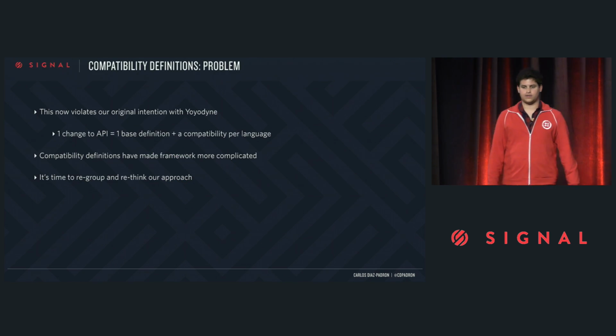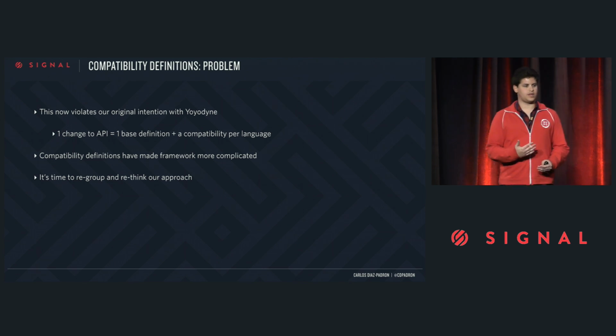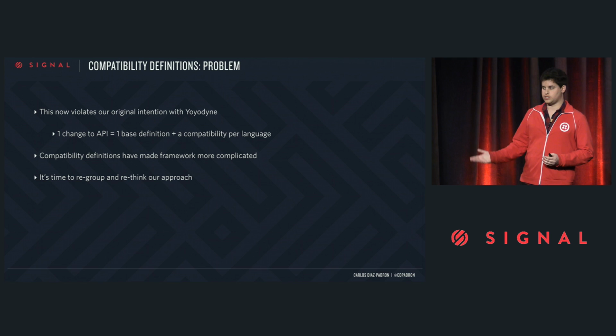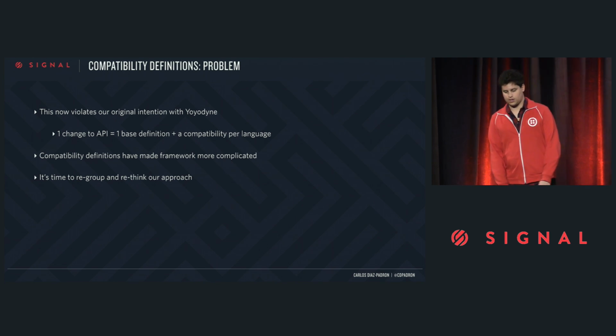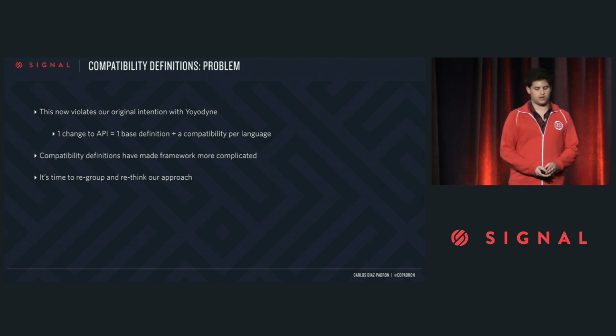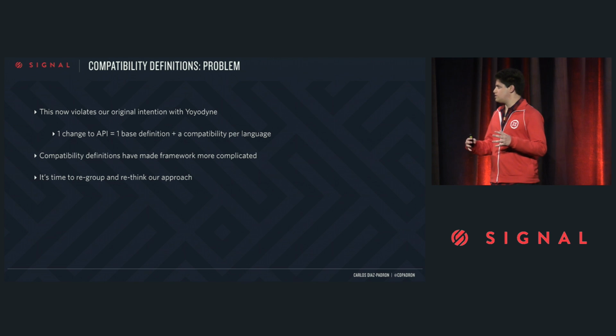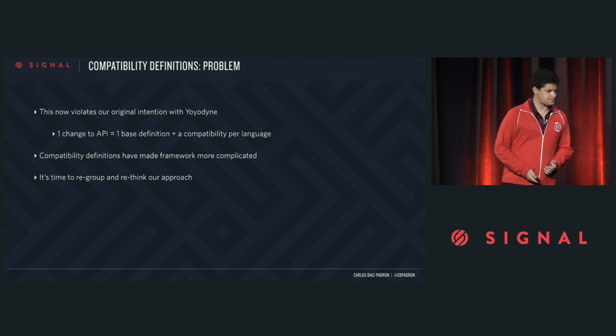However, that last one was a problem because we discovered through development that we were making a change for each language, which is not what we wanted to do. We wanted to prevent that. So the compatibility definitions were making everything really complicated, and we didn't want to have to deal with this in the future. So we decided we had to regroup and rethink our approach.